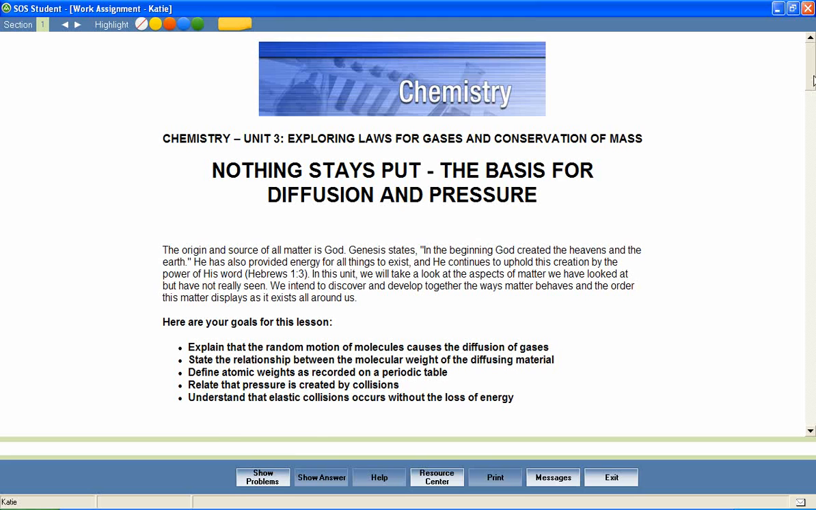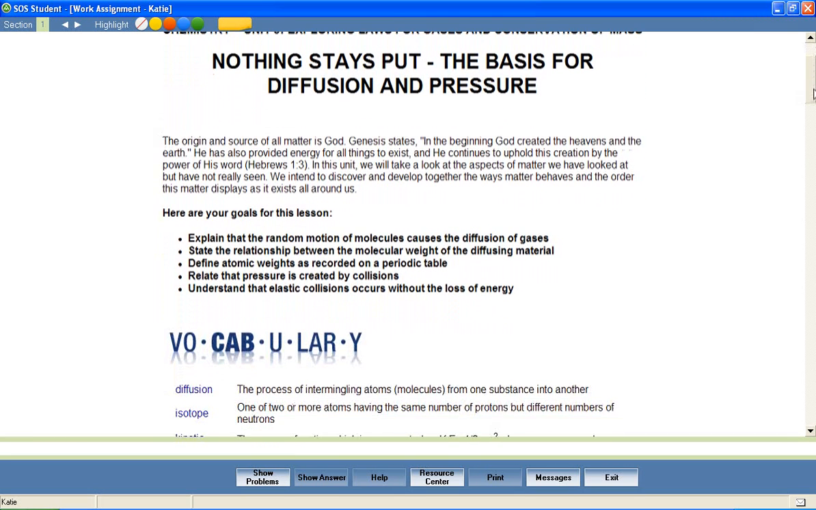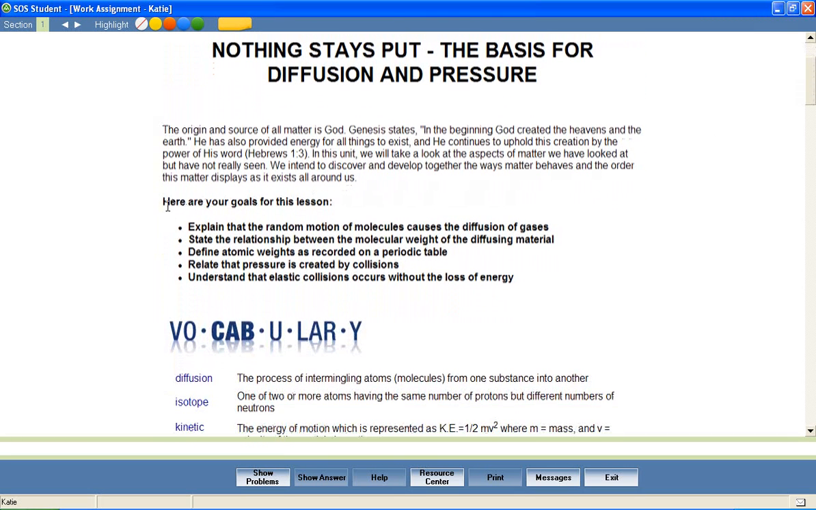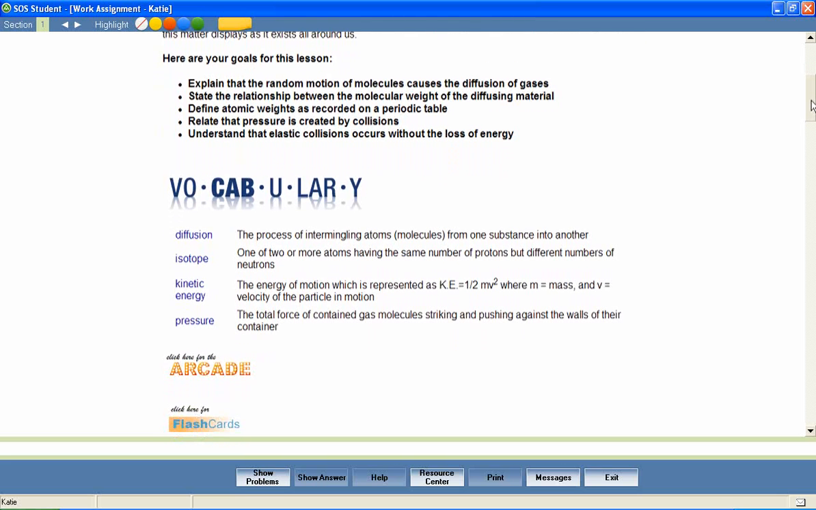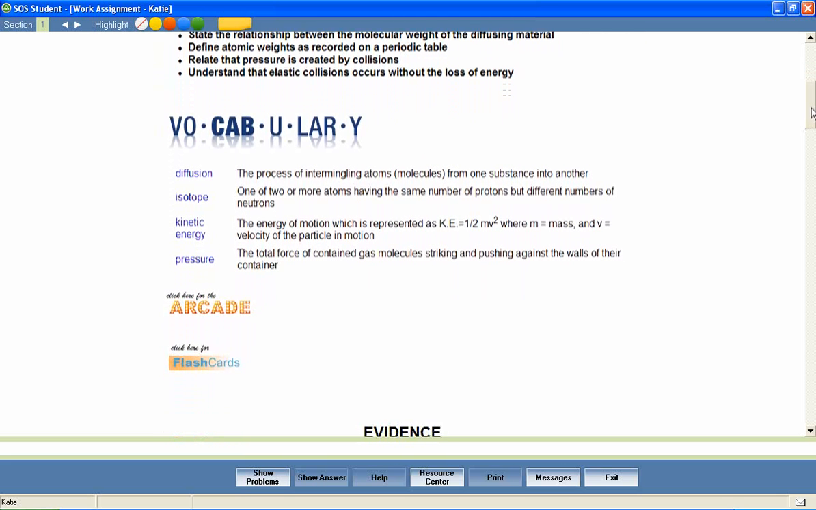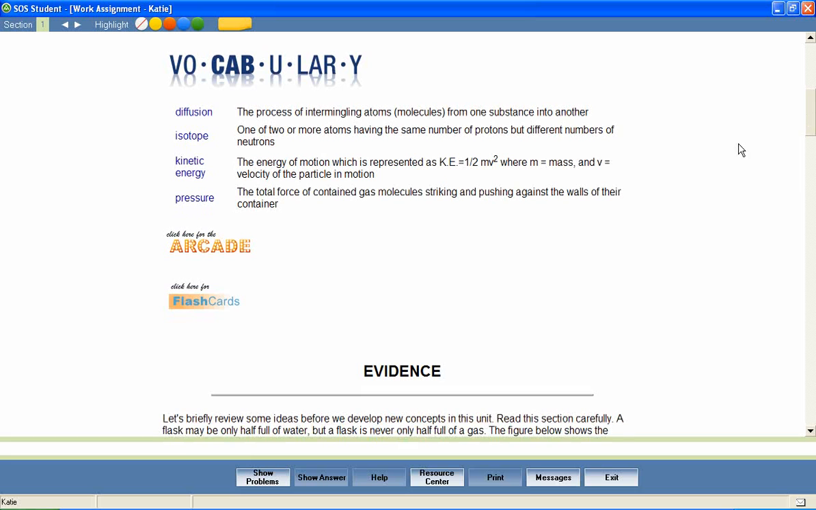Most Switched On Schoolhouse lessons begin with a brief introduction and a list of objectives for the lesson. These objectives help students stay focused on important lesson content and provide parents with an effective way to measure mastery of lesson content. At the beginning of most lessons, your students will also encounter a list of vocabulary words that will be used throughout the lesson.